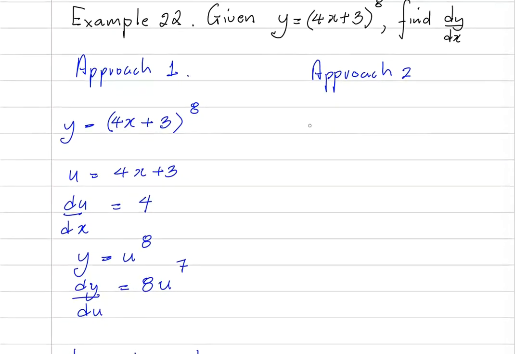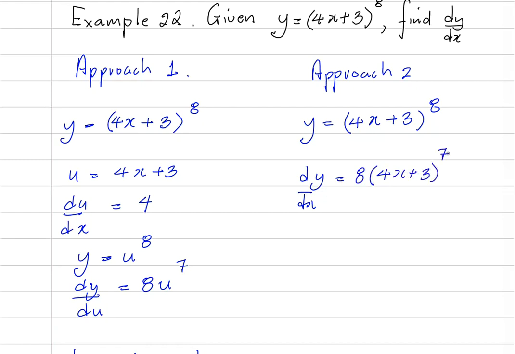So start again with y is equal to (4x plus 3) raised to the power 8, where 4x plus 3 is the inside function. Now, what the chain rule says is that dy by dx would be the differential of the outside function. The outside function is just a power differentiation. The number 8 comes to the front, and the power decreases by 1. So this is (4x plus 3) raised to the power 7. Then we multiply by the differential of the inside function.